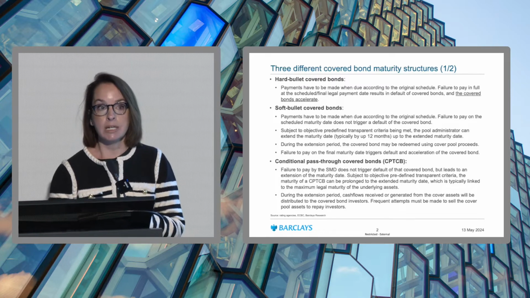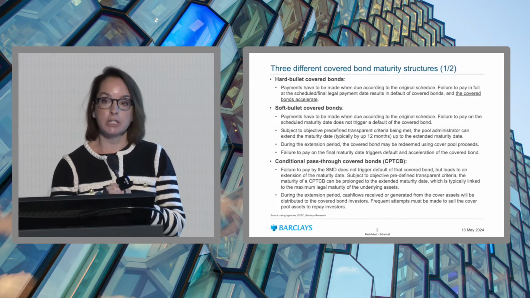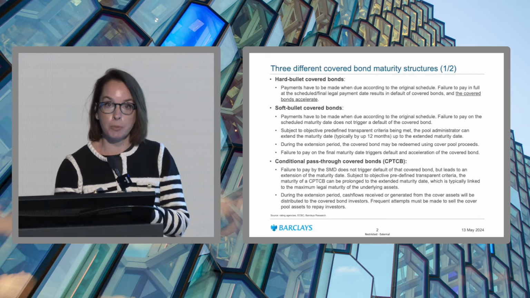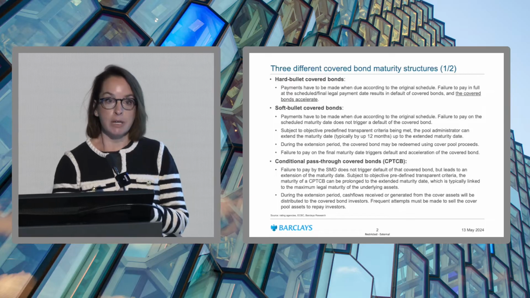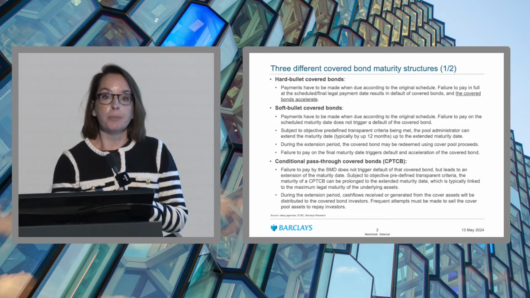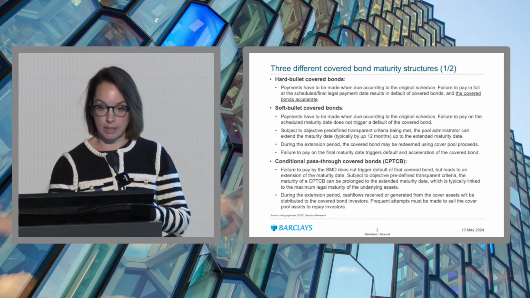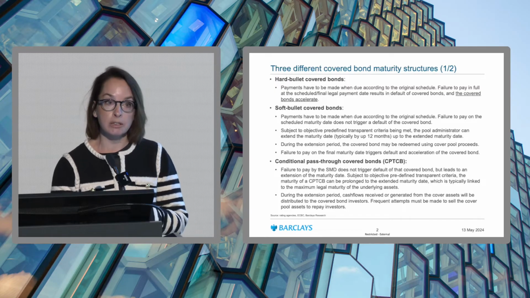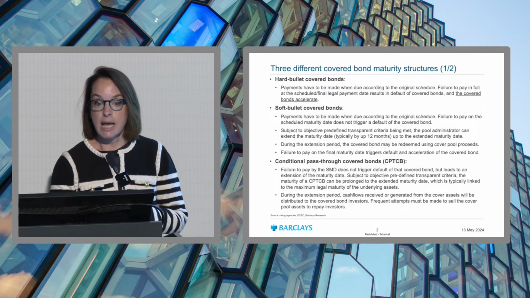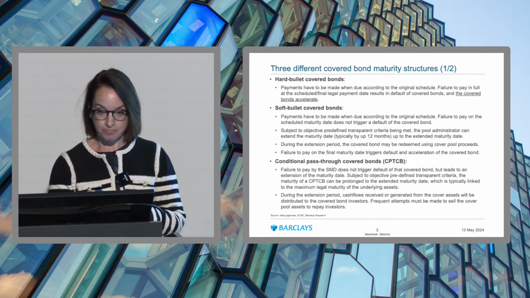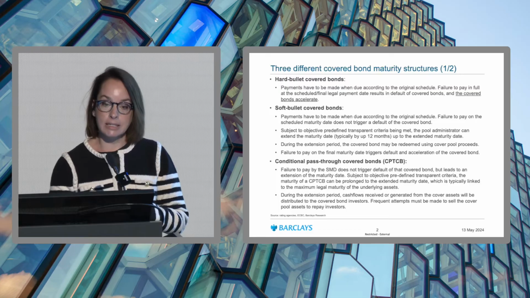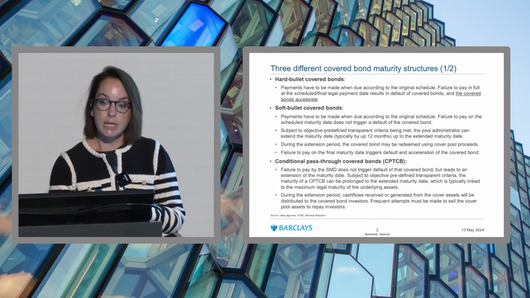So for example, if today I were an issuer and I issued a 5-year covered bond with maturity 15 May 29, then failure to pay in full at this scheduled maturity date would result in a default of the covered bonds, and the covered bonds would accelerate. The next type is what is denominated as soft bullet covered bonds.